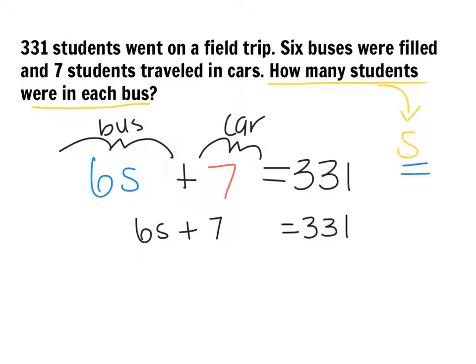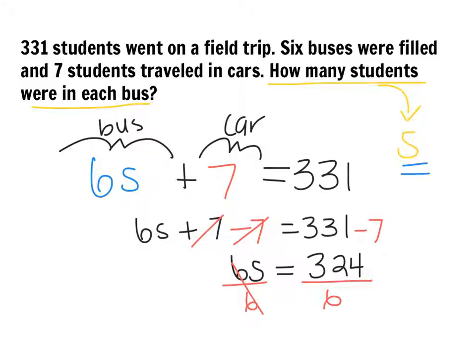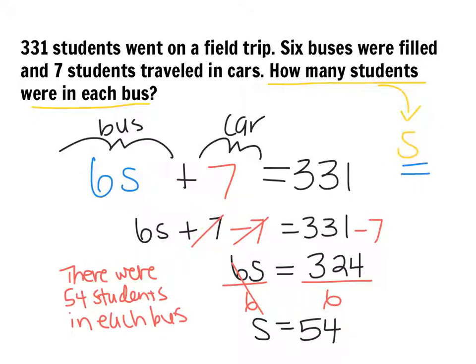Now that I have my equation, I can start isolating my variable. I subtract 7 on both sides to get 6s equaling 324. I divide both sides by 6, and I get s to equal 54. I look back at my original question. It's asking how many students were in each bus. And since S equals 54, I know there were 54 students in each bus.